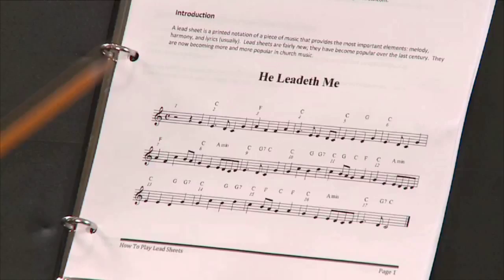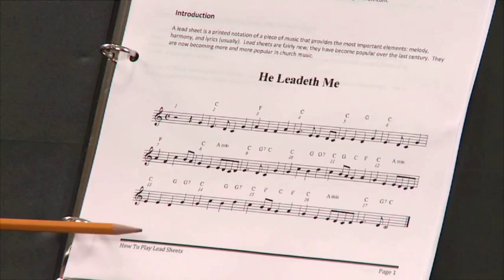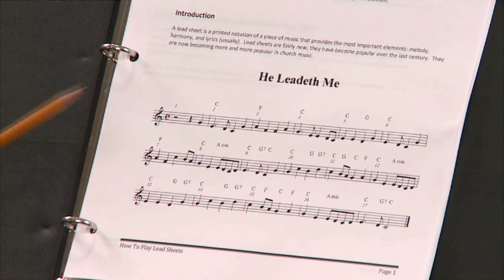Well, if you look at page 1 in your materials, you can see a sample lead sheet. This is for He Leadeth Me. Now that was not a play on words, it just happened to work out that way. But the song He Leadeth Me is written here as a lead sheet.